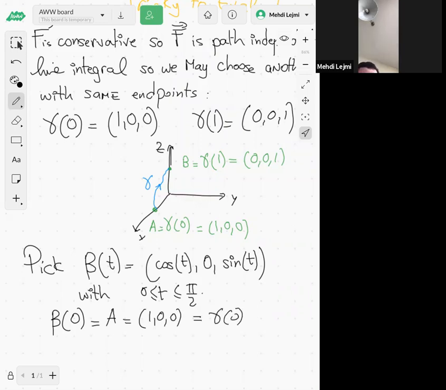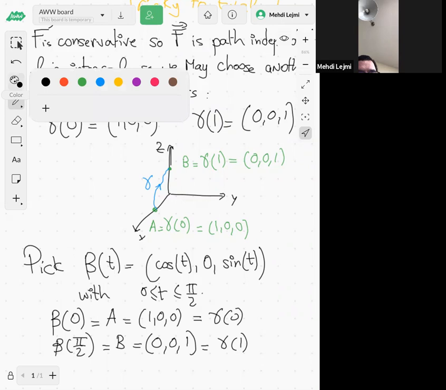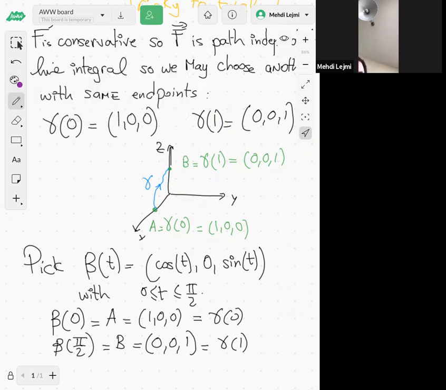Okay, and beta of pi over 2. So cosine of pi over 2 is 0, sine of pi over 2 is 1. So that's gamma of 1, which is the terminal point B, right? So here I have this path beta moving from A to B, right?